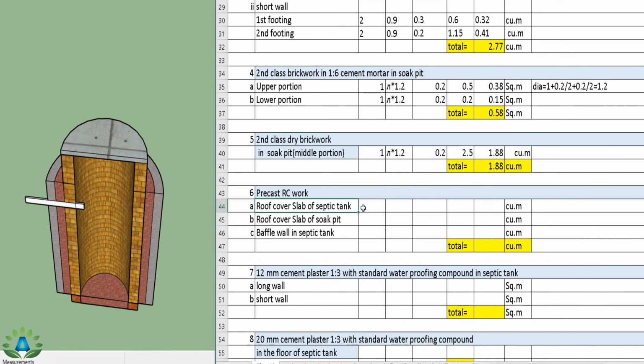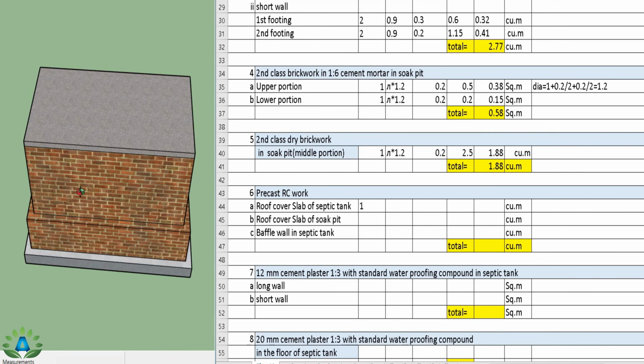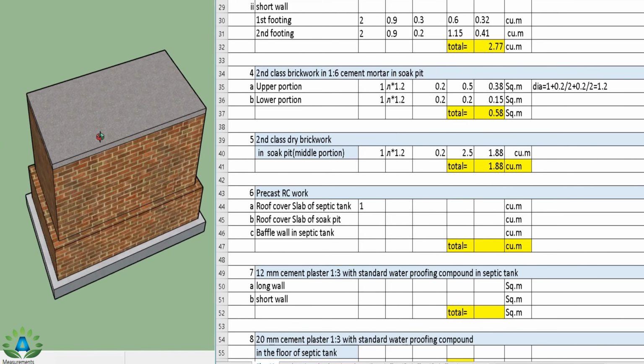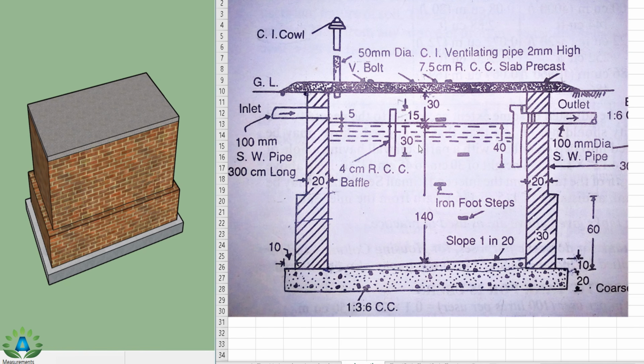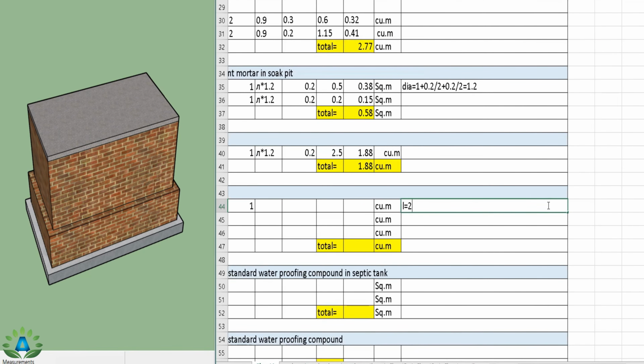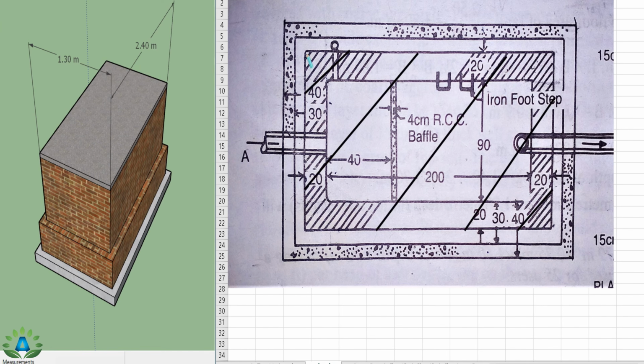So the number is 1. So this is the roof cover of the septic tank, and we have to find this total area of this septic tank and we have to multiply by this height. We have the roof slab from this point up to this point. So the total length from this side up to this side is 200, that is inner dimension of the septic tank, plus 20 cm wall plus 20 cm wall, that is 240. So I can write the length equals to 2 meter inner dimension plus 2 times of 0.2 wall, that is 2.4.